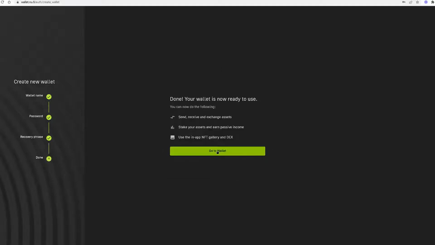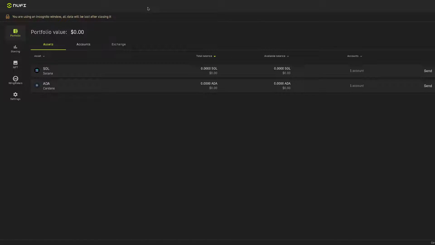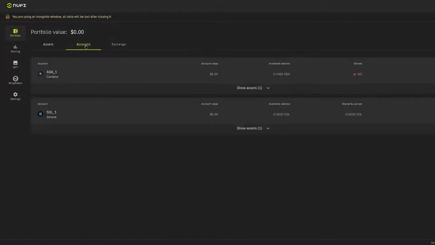So let's go to wallet. On the left-hand side, basically you have a portfolio of what you own. You've got Solana and Cardano, and in accounts, it just basically shows your account value, your available balance, and whether you're staked, which I'm not yet. I haven't transferred yet. And exchange is coming soon, which is pretty cool.